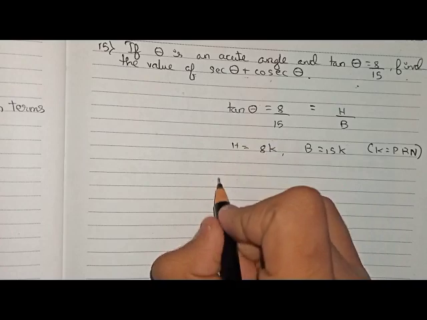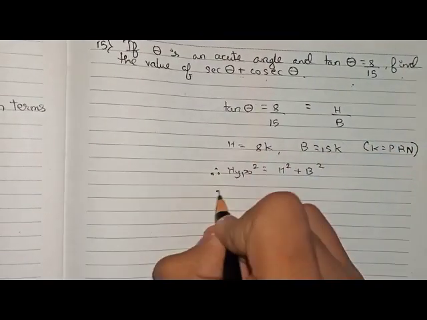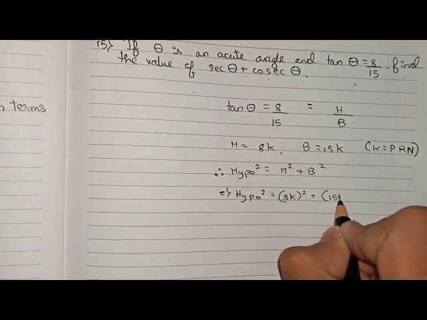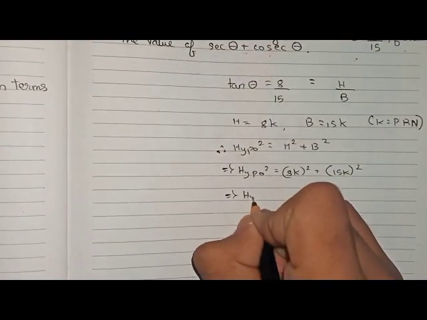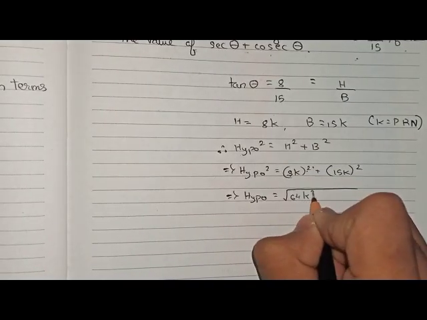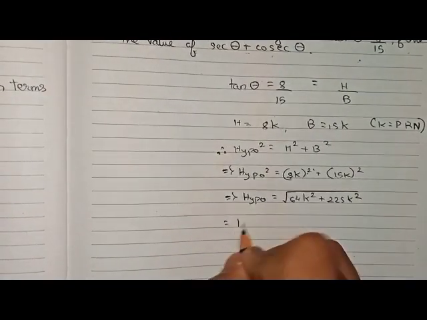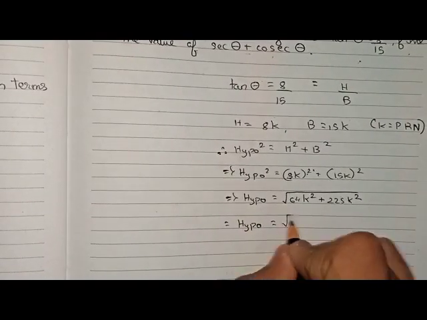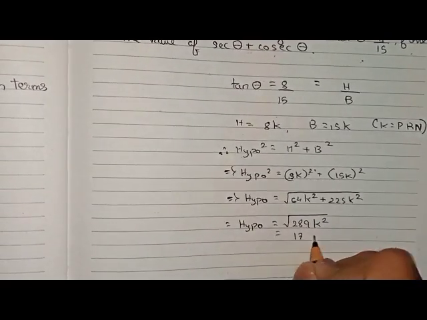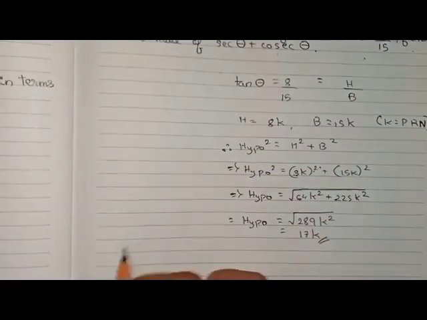So now I will find out the hypotenuse from this information. Apply the formula: hypo square is equal to 8k square plus 15k square. So hypo is equal to root over 8 to the power 2, 64 k square, plus 15 to the power 2, 225 k square. Root over, so 225 plus 64 is 289 k square. So root of 289 is 17, and 17k is the hypotenuse. So now I can find out the value of sec theta and cosec theta.